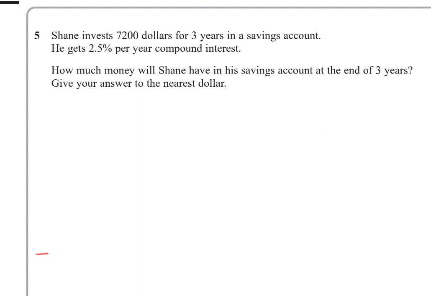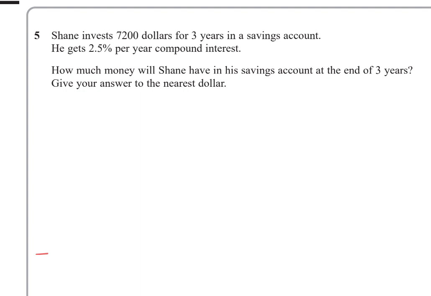Number 5, Shane invests $7,200 for 3 years in a saving account. He gets 2.5% per year compound interest. How much money will Shane have in his saving account at the end of the 3 years? Give your answer to the nearest dollar.